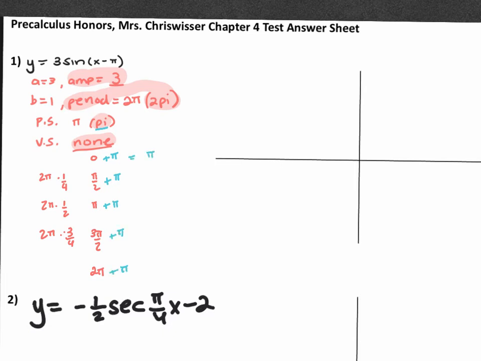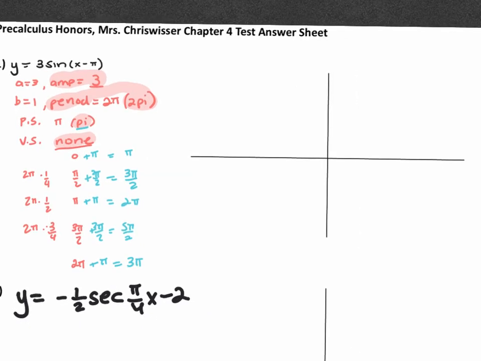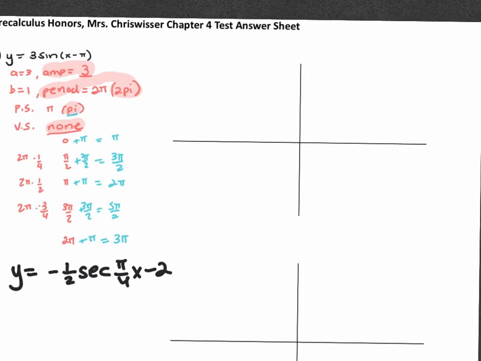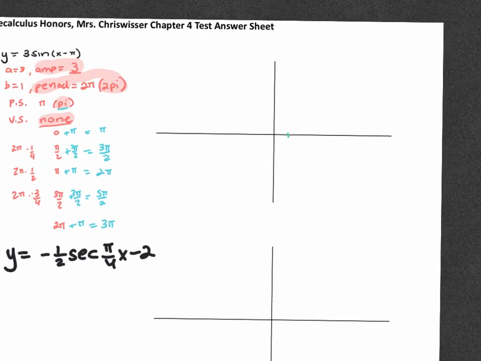And I'm going to get pi, 2 pi over 2, 3 pi over 2, 2 pi, 5 pi over 2, and 3 pi. It has to be 5 key points. Those 5 key points are going to go on my graph. So I'm going to do pi, 3 pi over 2, 2 pi, 5 pi over 2, and 3 pi.